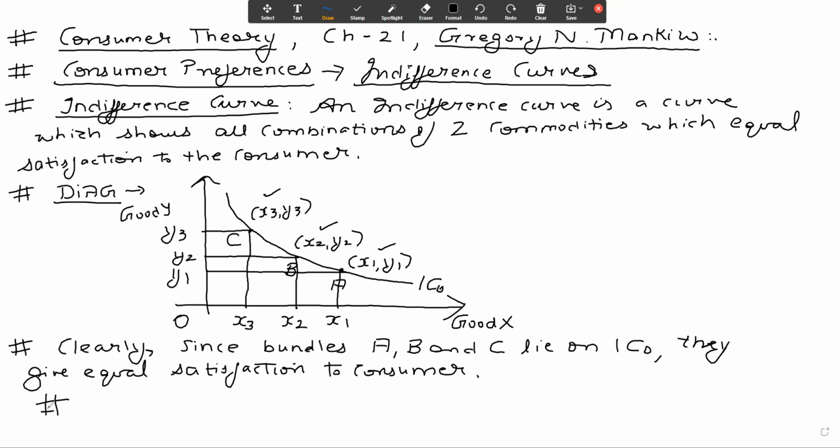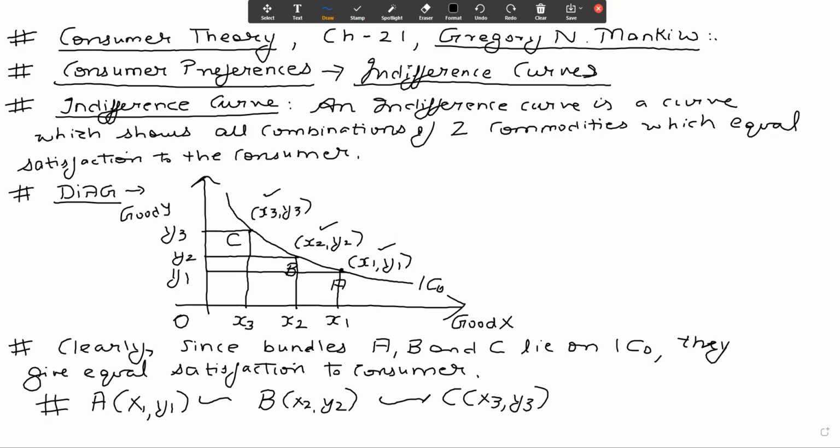So I can say that the consumer is indifferent between the three bundles. So X1, Y1, represented by bundle A, X2, Y2 represented by bundle B, and X3, Y3 represented by bundle C. This is the sign of indifference. The consumer is indifferent between the three bundles. Okay. So I hope students have understood the basic definition of indifference curve and the diagram. Okay. And this was one particular indifference curve.